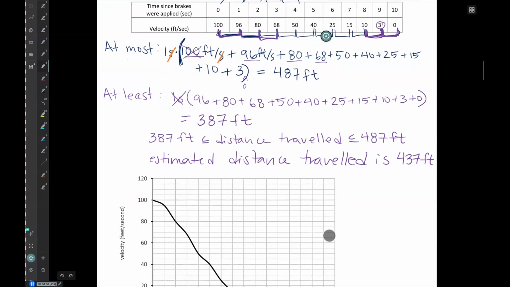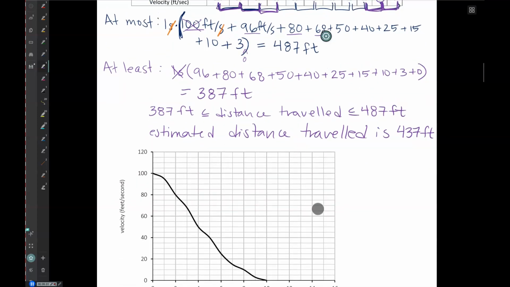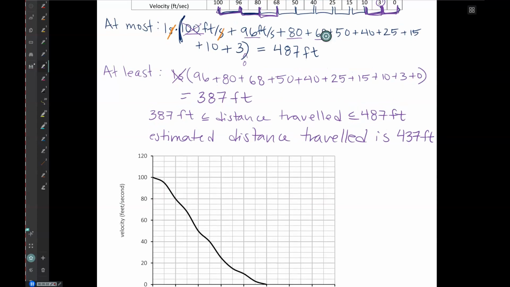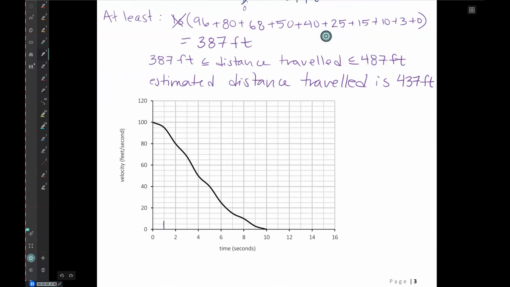Okay, so just like last time, we can interpret this as areas. So let's see, I used blue, I'll stick with that. So for the overestimate, the difference is now we're using 1 second time intervals. So let's see if I can make this look nice. The first one is 100. The second one is 96. The third one is 80. And then 68. Feel free to fast forward if you don't want to watch me do every single one.